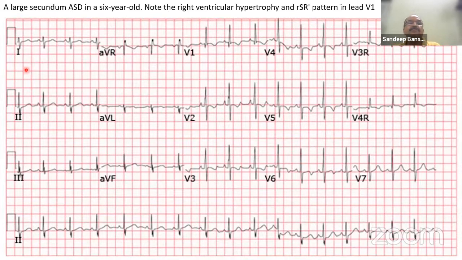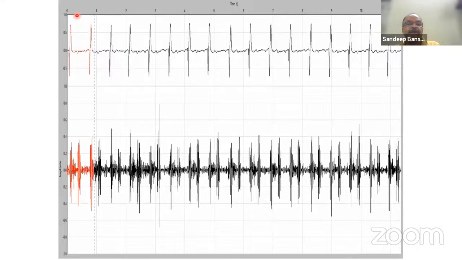So this typically shows right ventricular hypertrophy and an RSR dash pattern in lead V1. So this is typically suggestive of an ASD in a 6-year-old child.